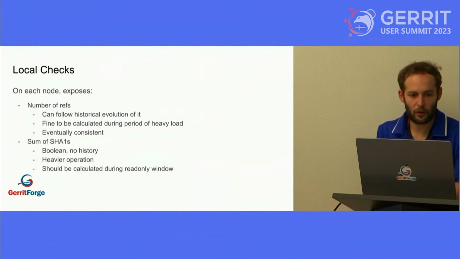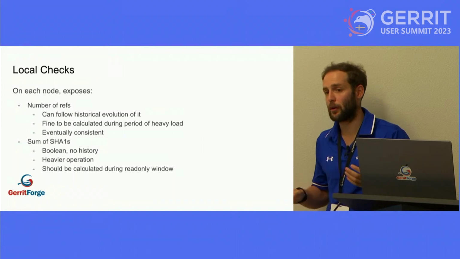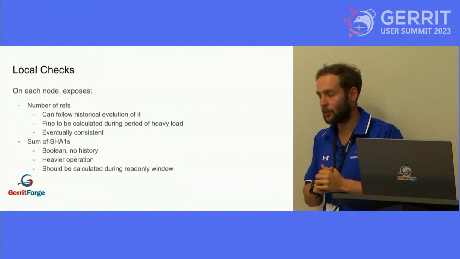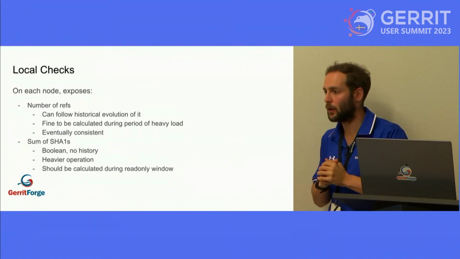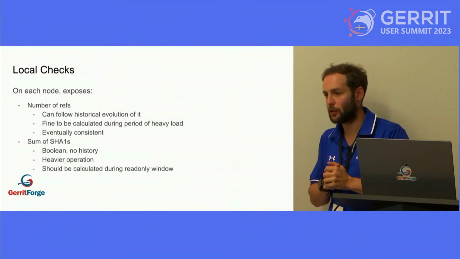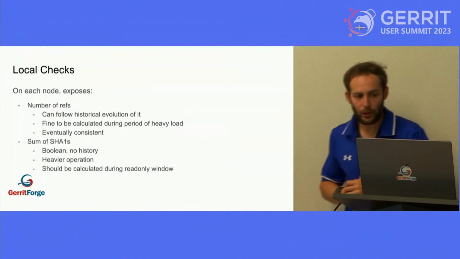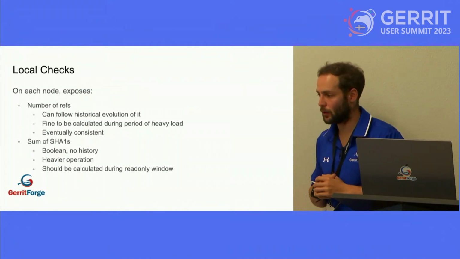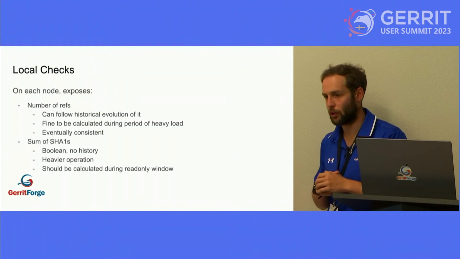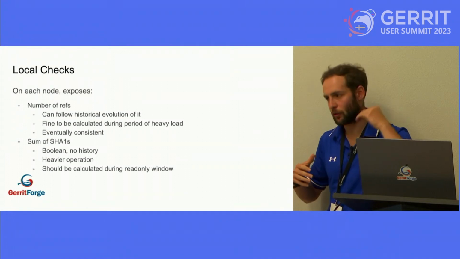Local checks. On each node, we expose a number of metrics. This is not out of the box; this is 2 different plugins. This is called the local refdb plugin. It exposes 2 metrics that are commands that you need to call. You've got the number of refs, which I kind of like because it's just a count of the number of refs on each node, which is good because you can follow the historical evolution of it.